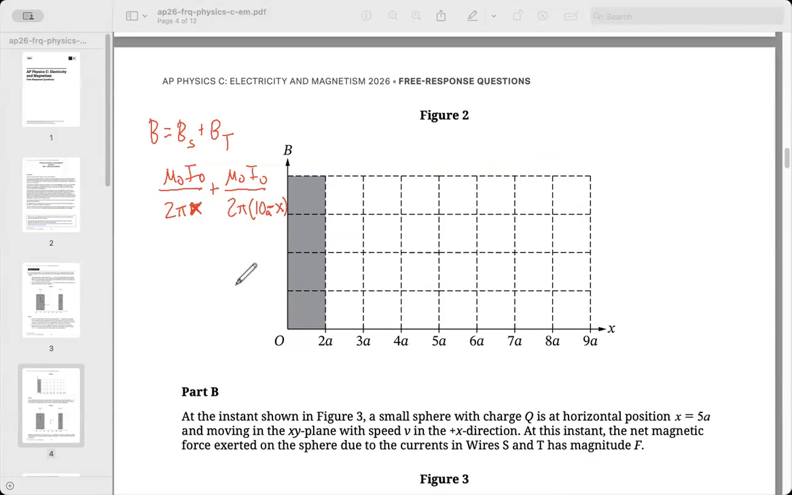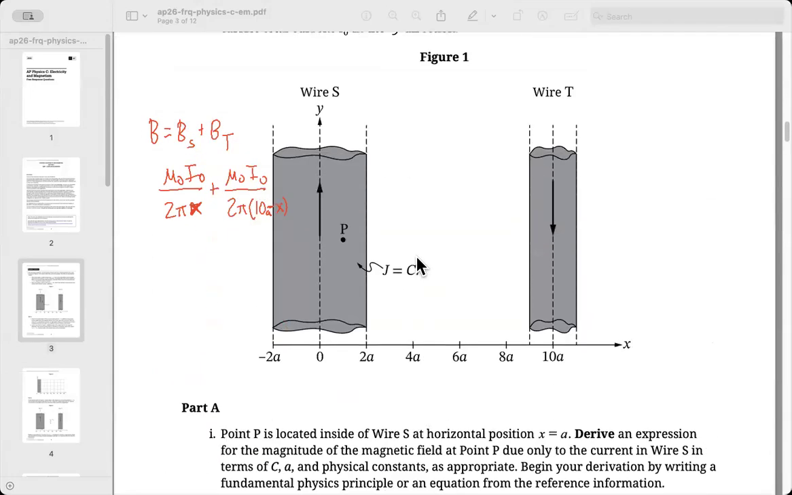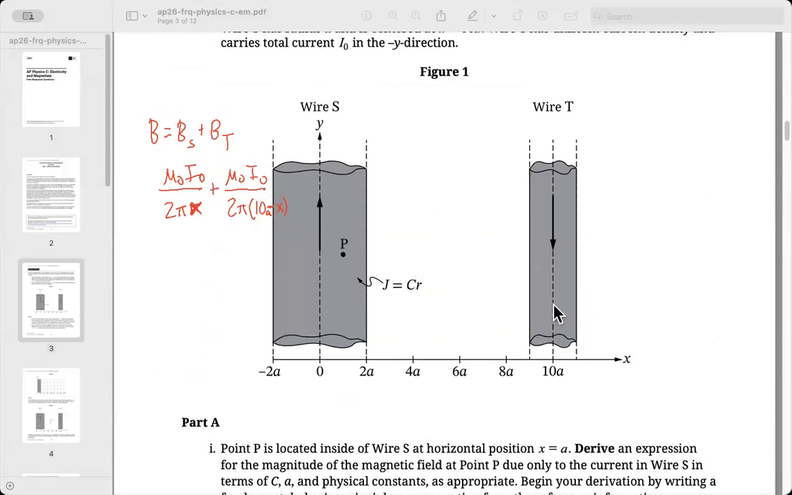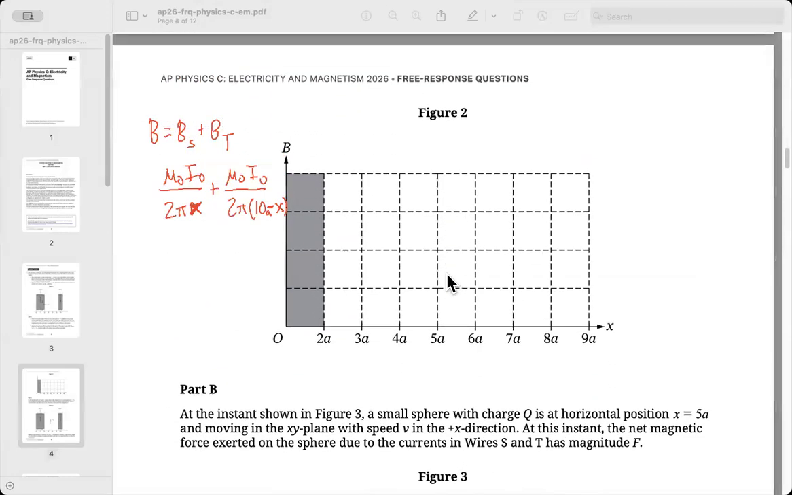So that's going to give us the total magnetic field. We know that because the distance between the central axis of wire t, and the point that we want to find the field is 10A minus the actual position x. So the total magnetic field, if we simplify that, you're going to get mu naught I over 2 pi, and then (10A minus x plus x) over x times (10A minus x).